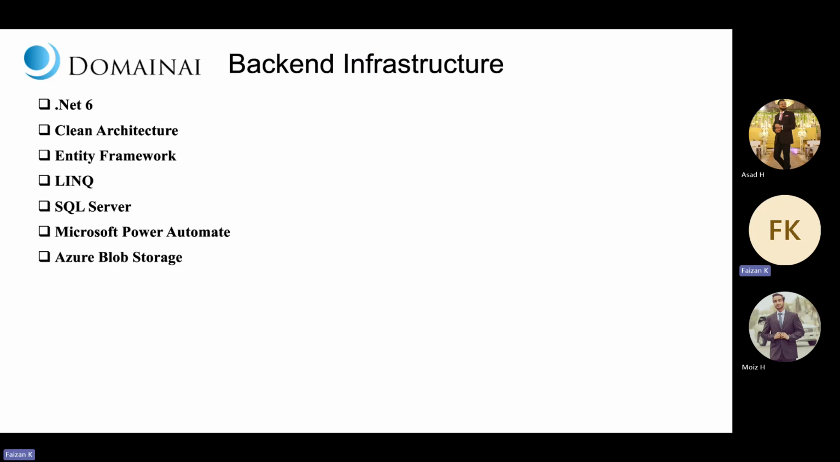Yeah, the Domain AI middleware is developed in .NET 6, and the reason for developing on .NET 6 is to cater to enterprise-level features like multi-tenancy, row-level security, data security features, and seamless data ingestion. The other tools involved in the middleware creation are Entity Framework, LINQ, SQL Server, Microsoft Power Automate for ingestion flows, and Azure Blob Storage for storage containers, and this application generally follows the Clean Architecture pattern for improved performance.